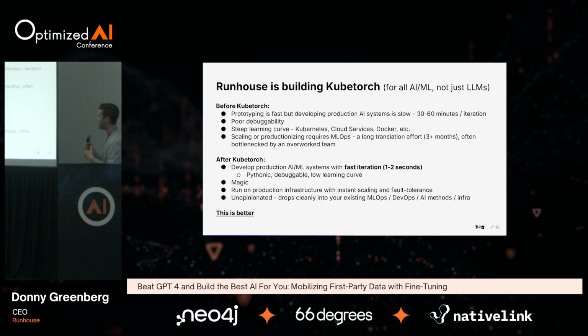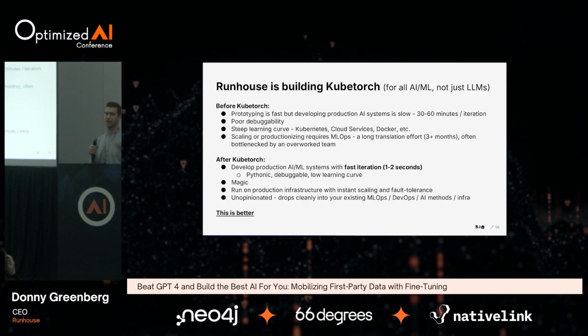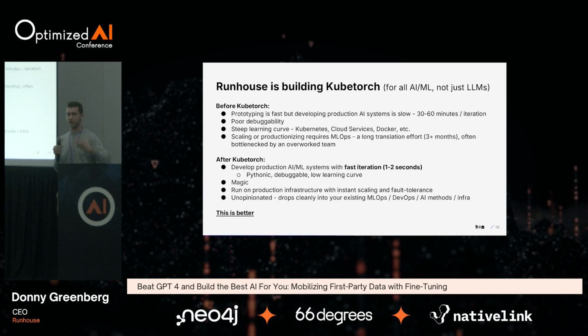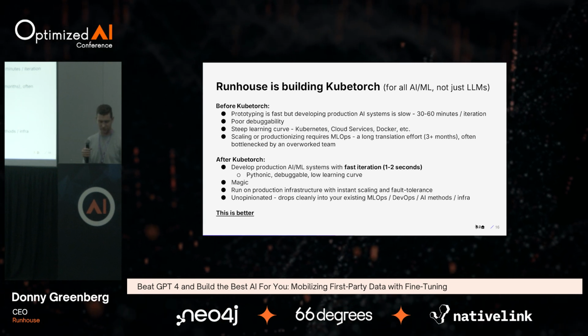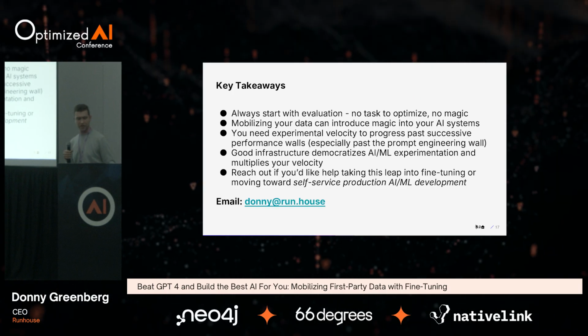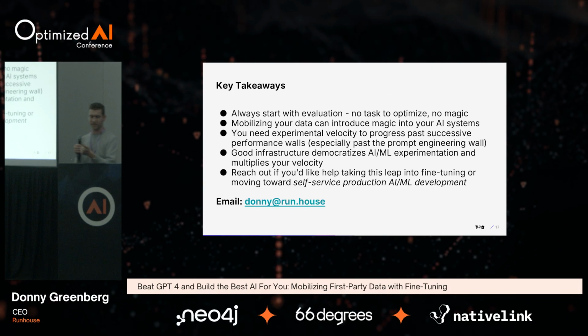When you run a query and you have instant scaling and fault tolerance, then you've moved to a regime where you don't have escape velocity for your experiments. You can try fine-tuning a model with the same speed as you could introduce a branch and do some prompt engineering. So my key takeaways are: one, focus on the task and not the technology.